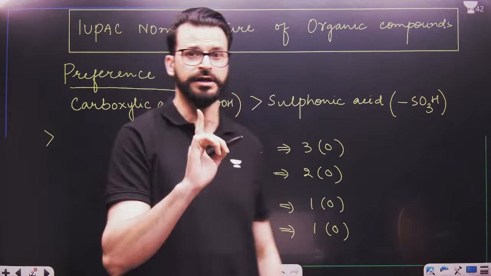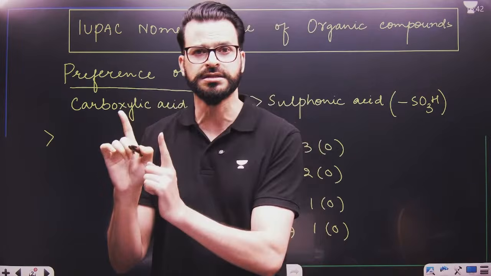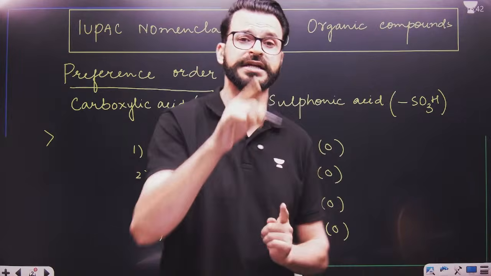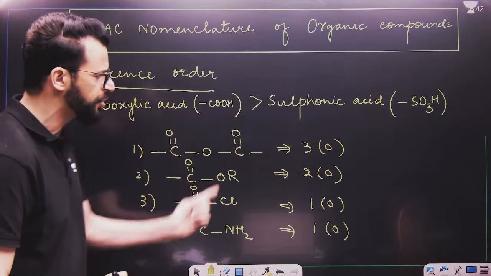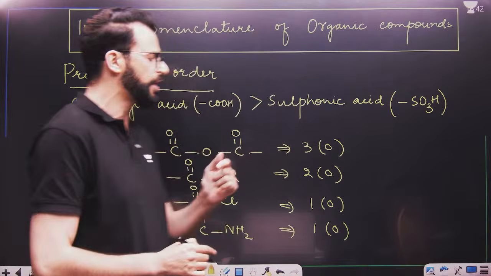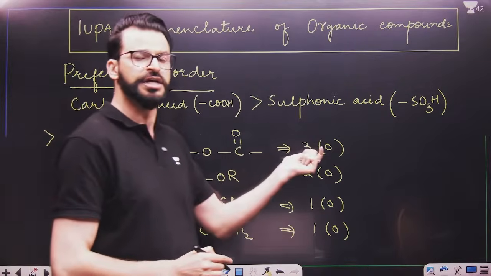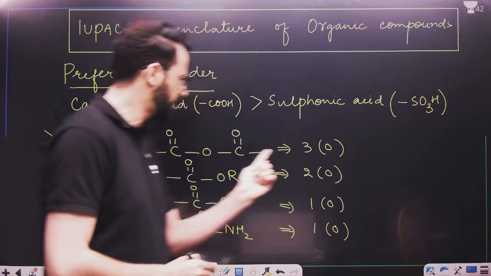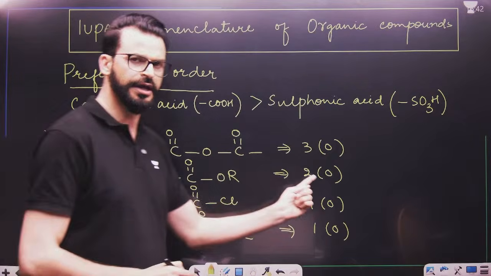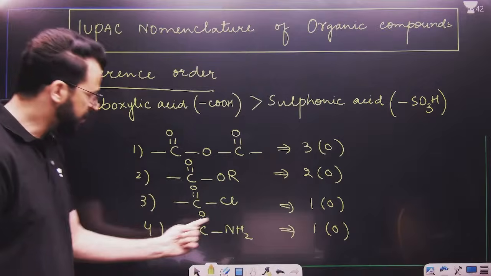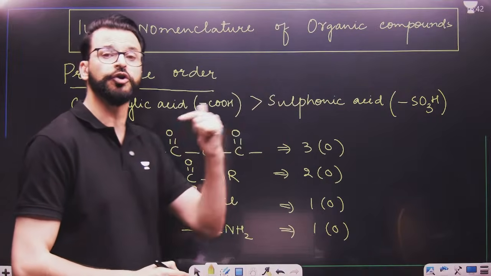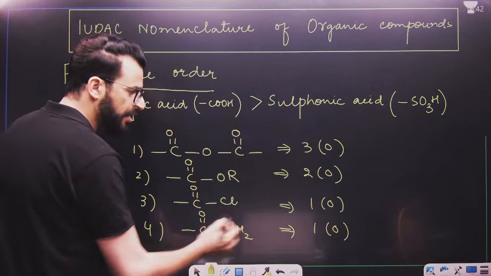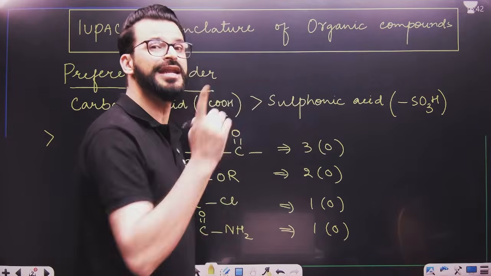Now listen carefully. First of all, you have to write down acids. But among acids, carboxylic acid first, then sulfonic acid. After that, acid derivatives. This is a trick you can remember simply. Use that acid derivative first which has more oxygens. That means anhydride first. After that, it is ester. After that, among acid chloride and acid amide, write acid chloride first and then amide.